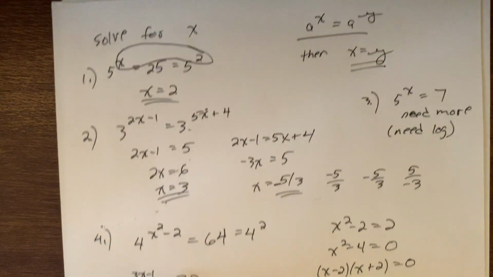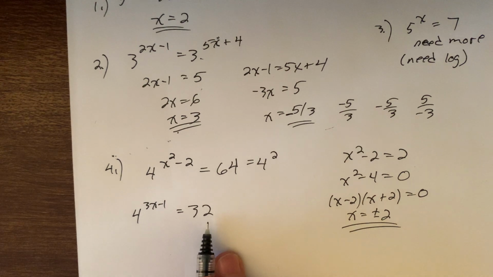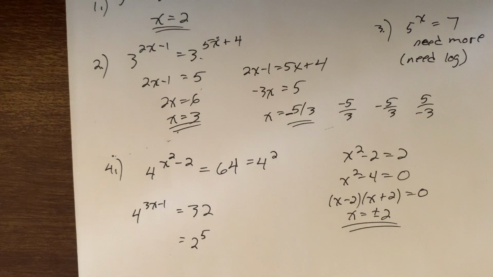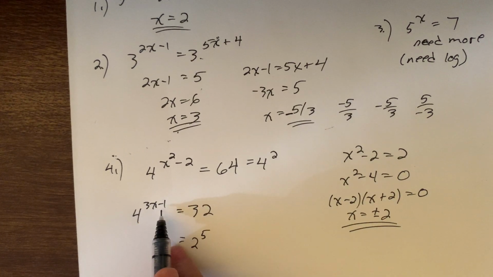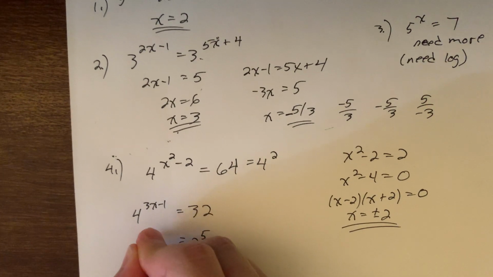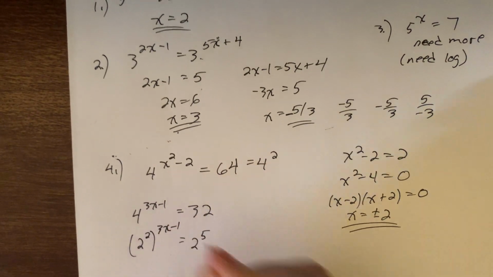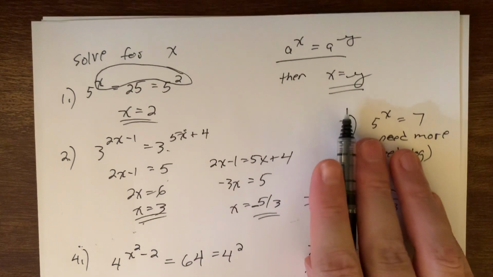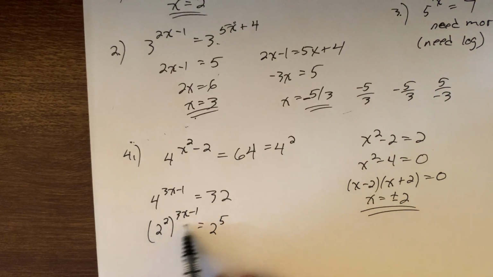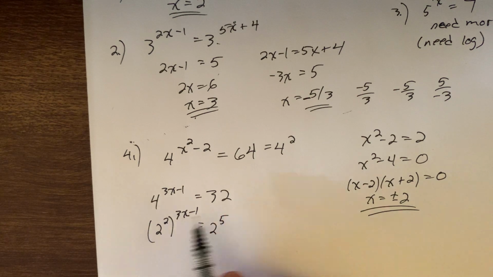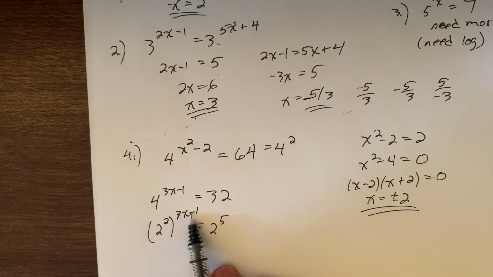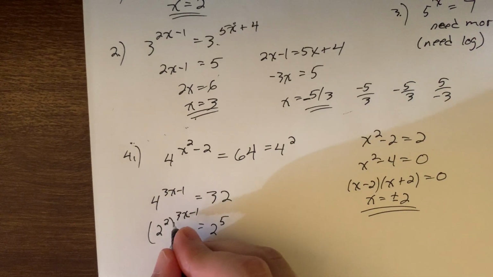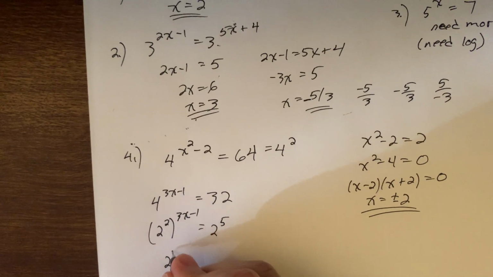Well, I can't do that so cleanly right here. So let's bring in the 2. Realize, well, 32 can be written as base 2. And then over here, this can happen as well: 2 squared to the 3x minus 1. But now, before you start simplifying and just making this exponent equal to this exponent, well, first you have to clean up the exponent. So rules for exponents, raising a power to a power is multiplying. So 2 times 3x minus 1.